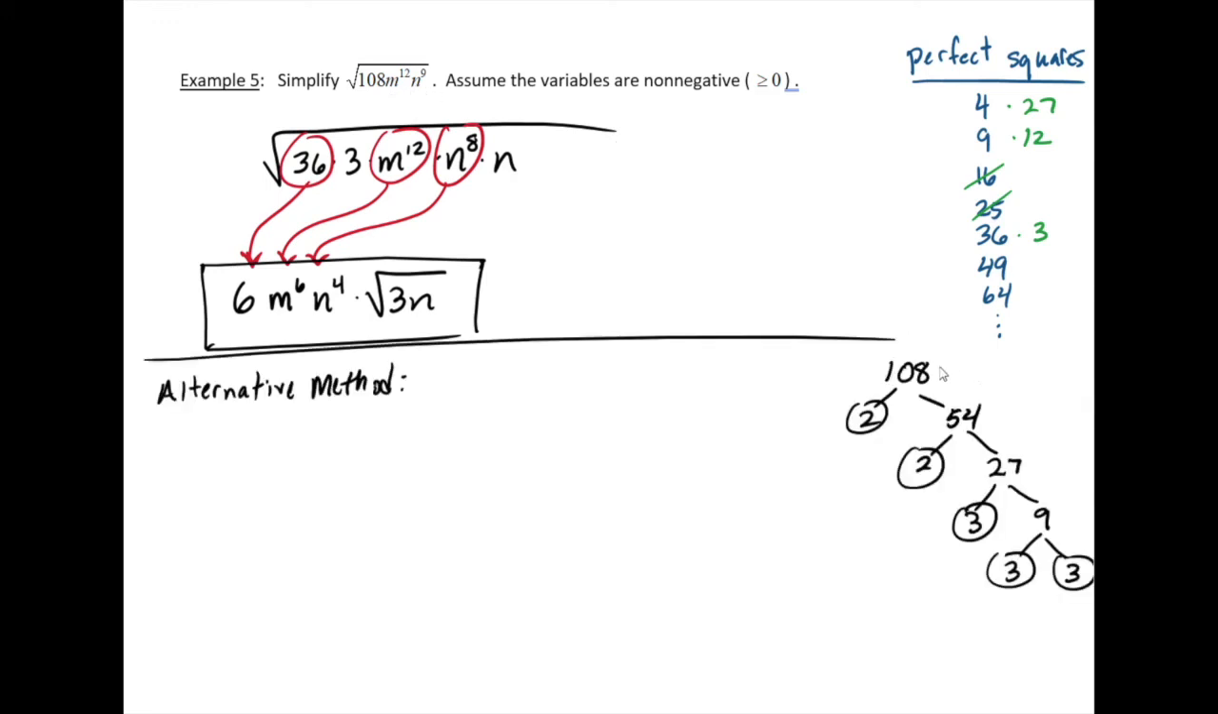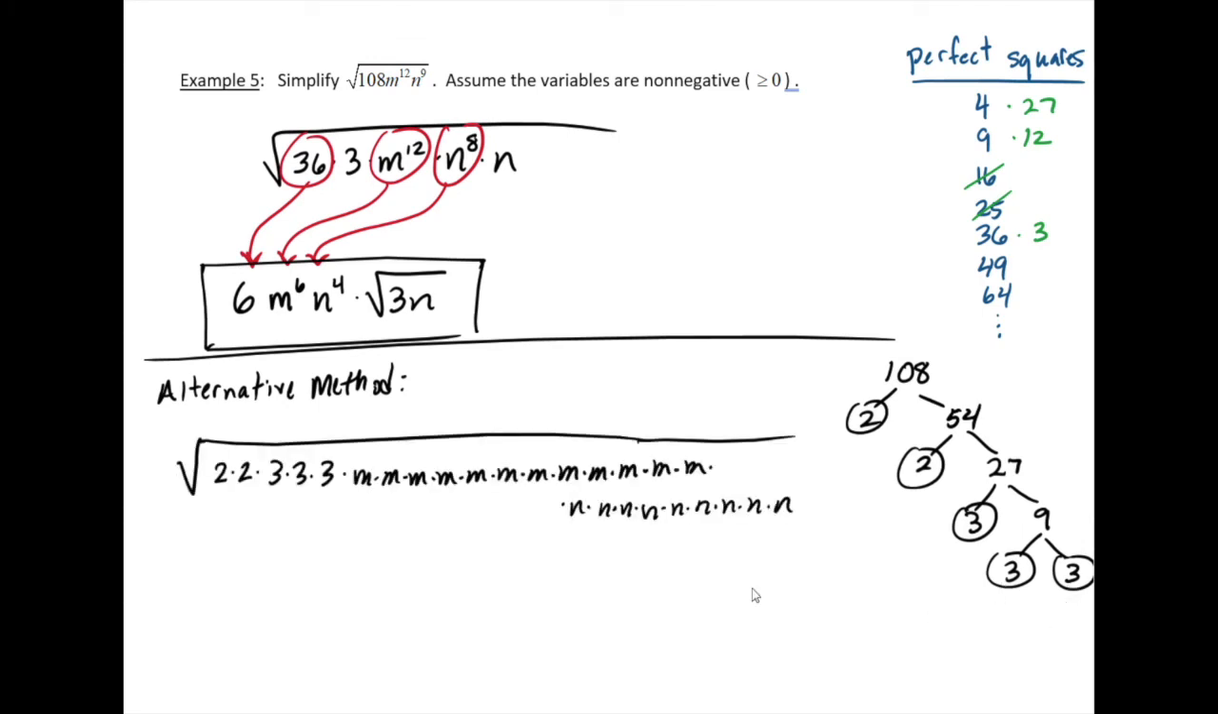Here's a factor tree for 108. So 108 is equal to the product 2 times 2 times 3 times 3 times 3. Here's my 108. Here's my m to the 12th power and my n to the 9th power. Now we identify all the pairs of common factors. You can see we get a pair of 2's and a pair of 3's.